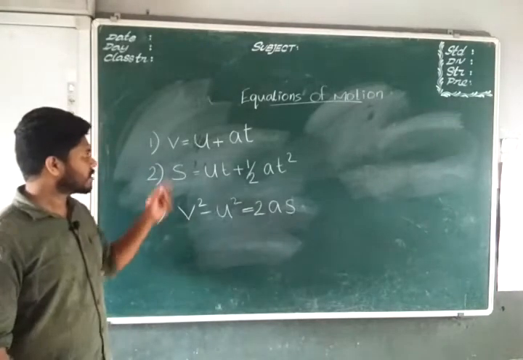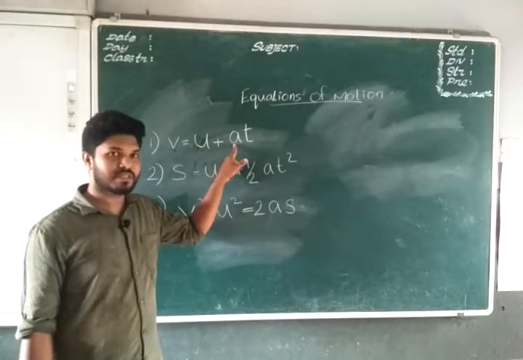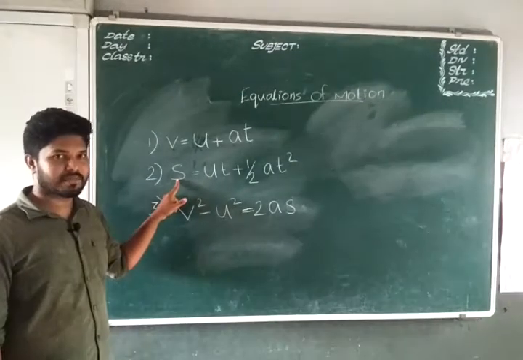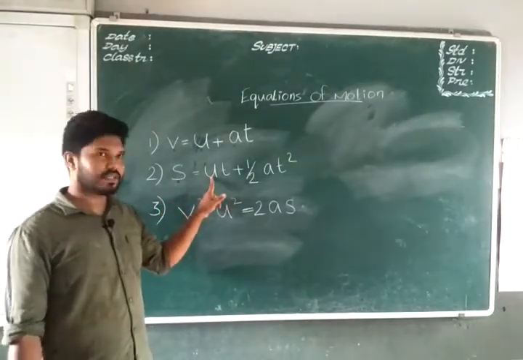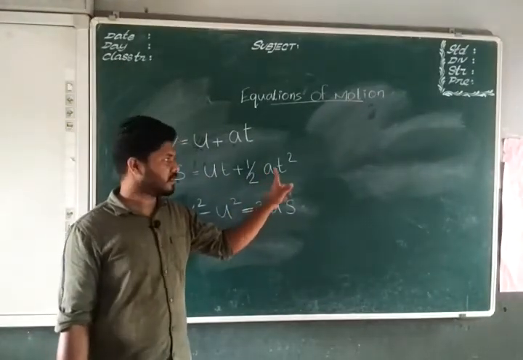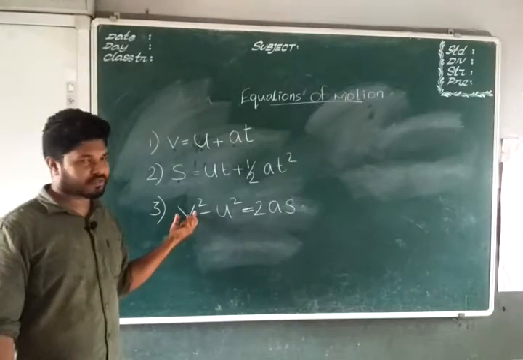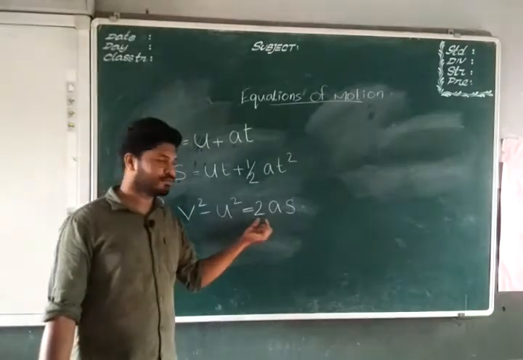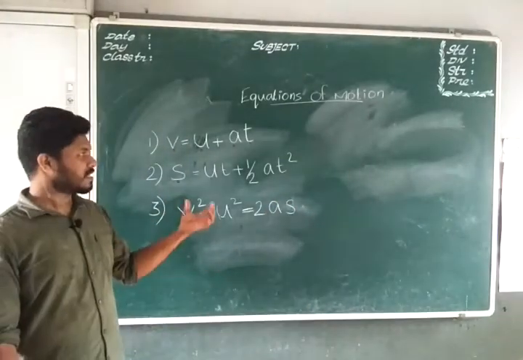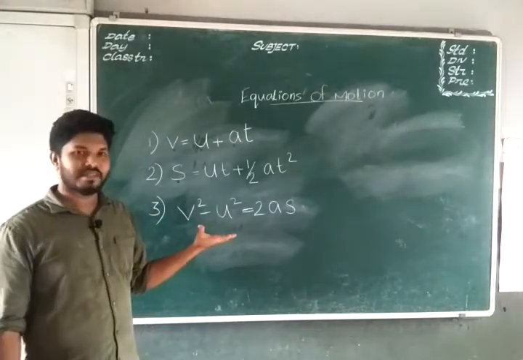See, V is the final velocity, U is the initial velocity, A denotes acceleration, T denotes time. Here, S denotes displacement or distance, U denotes initial velocity, T time, half A acceleration, T square. V square minus U square, that is the final velocity square minus initial velocity square, equal to 2 into acceleration into distance or displacement. So these set of equations help us to solve many problems in motion.